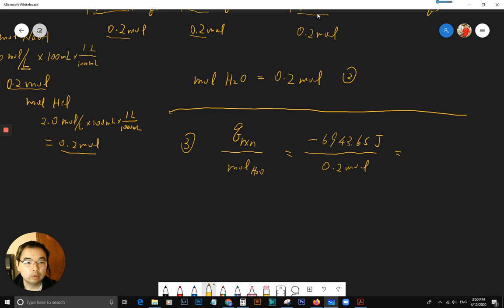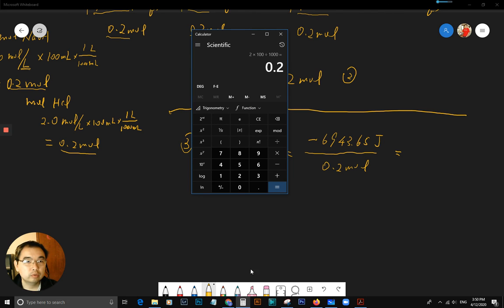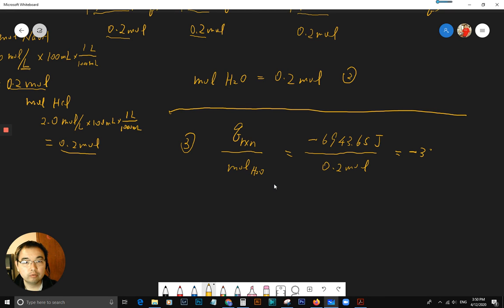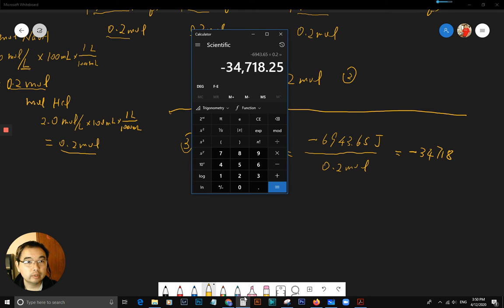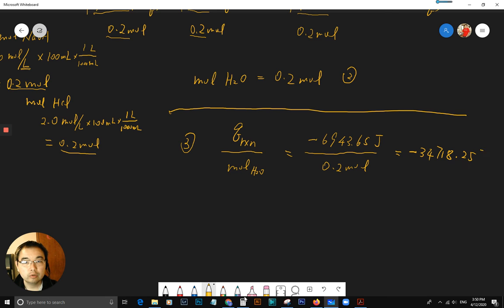Then you use the calculator to do the calculation: negative 6943.65 divided by 0.2, which is negative 34718.25 joule per mole. And finally we got this number.